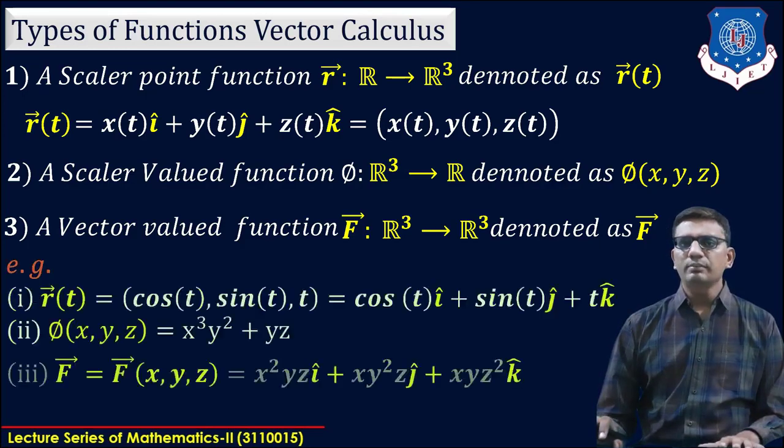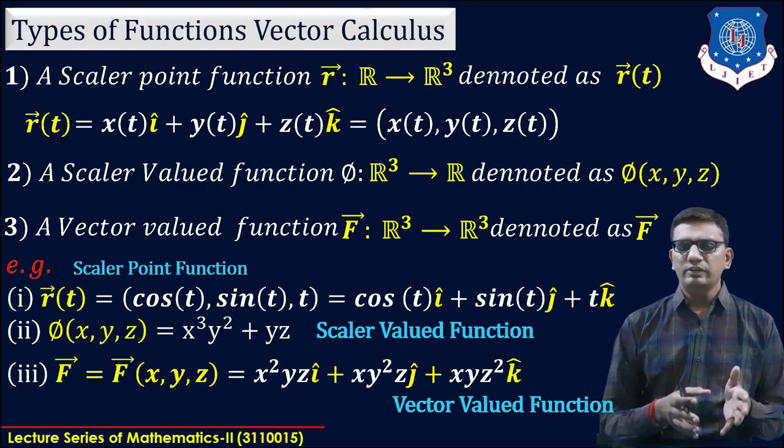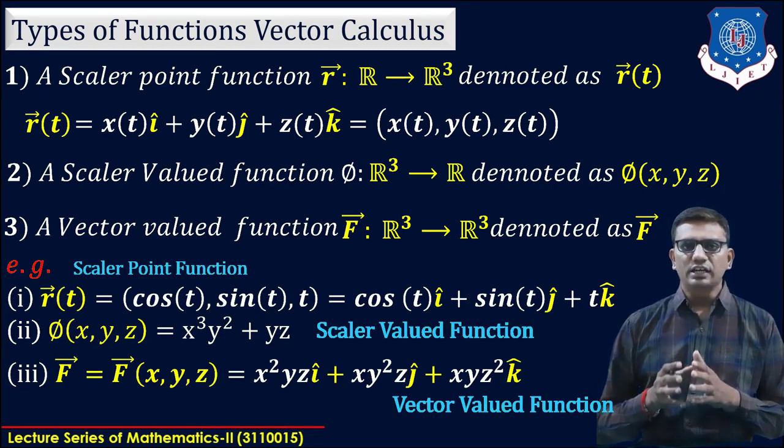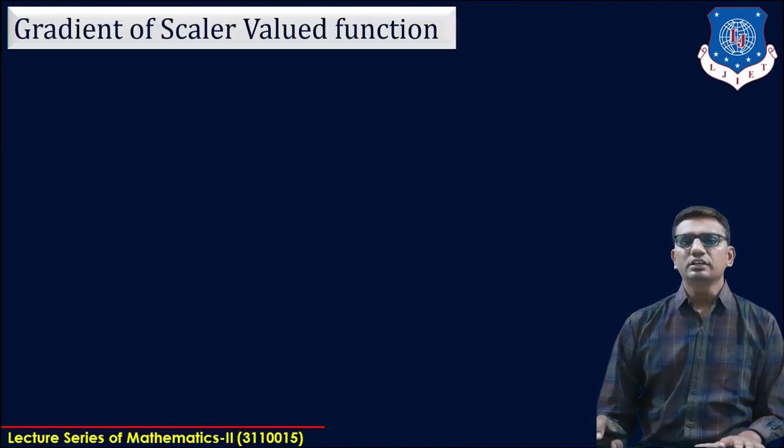Now these are some examples of scalar point function, scalar valued function and vector valued function. Here the last function is vector valued function, and it is from R cube to R cube. Now we will start the gradient of scalar valued function.